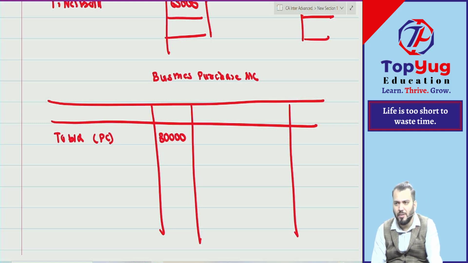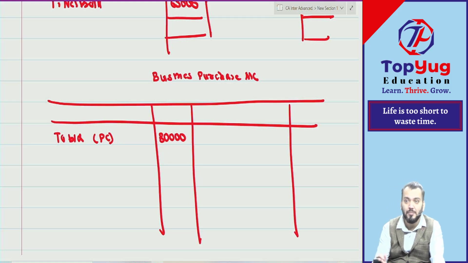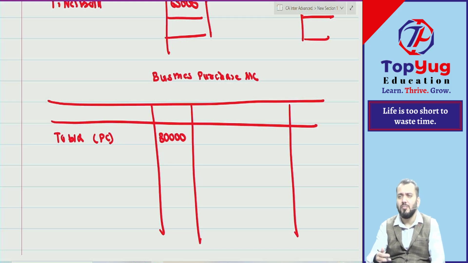Are you able to understand what I am saying? This is the amount of PC. Means if I say PC minus net asset taken over, it becomes goodwill. But we need to think conceptually: there are some assets and liabilities which are not taken over. That is to be removed from the balance sheet.